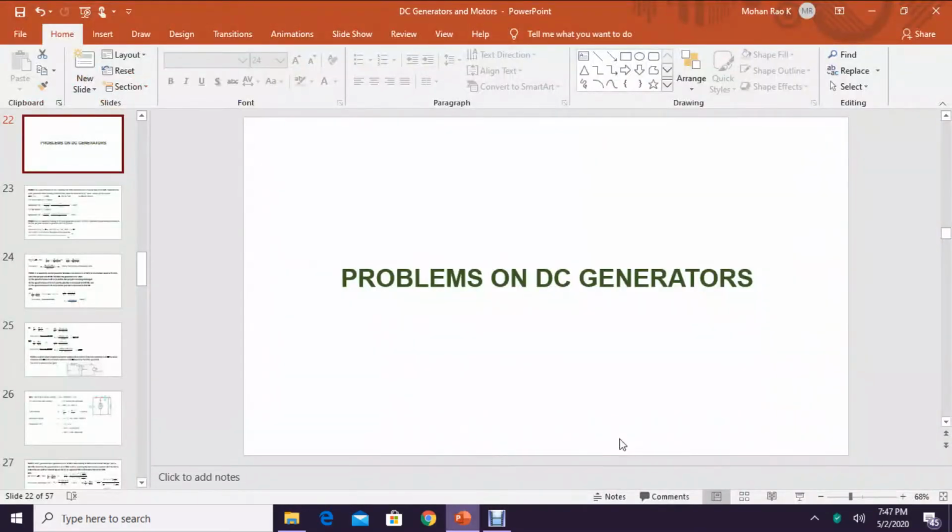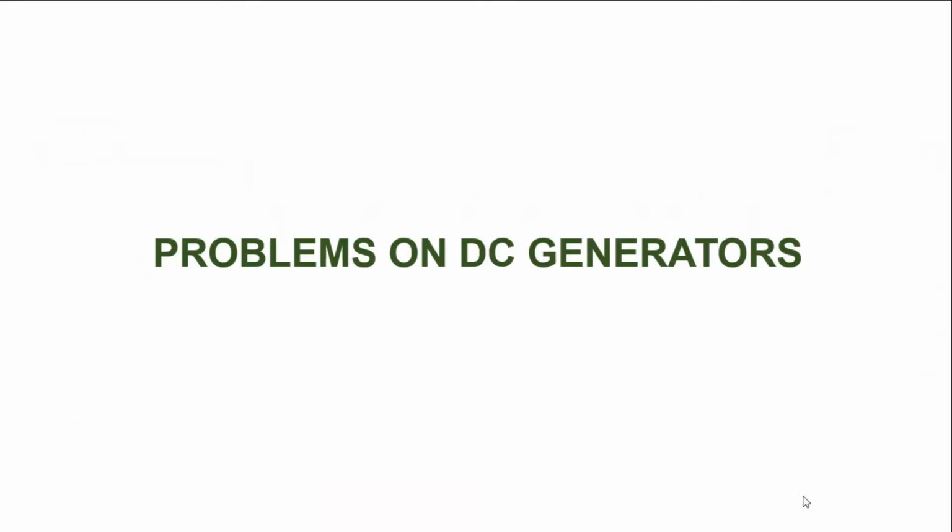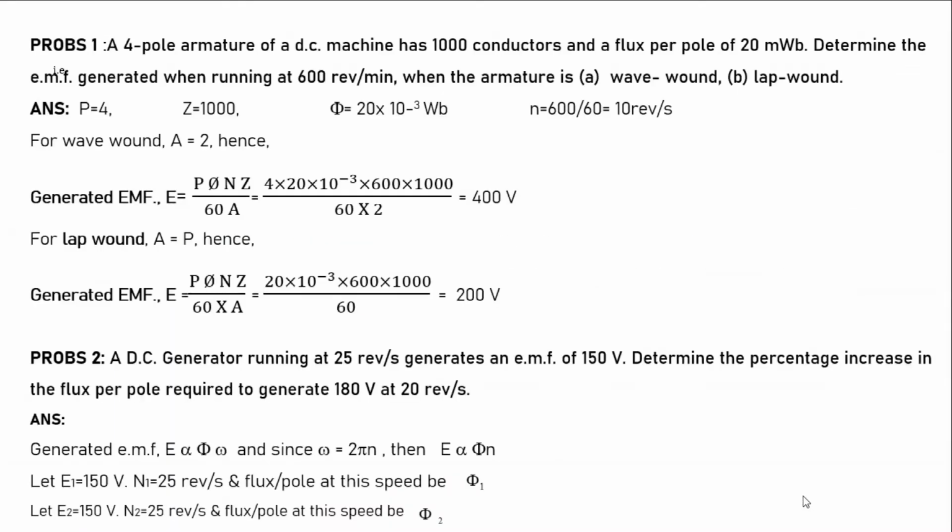So we'll see the problems on these generators. Problem number 1. A 4-pole armature of a DC machine has 1000 conductors and a flux per pole of 20 milliweber. Determine the EMF generated when running at 600 revolutions per minute when the armature is first wave wound, second lap wound.